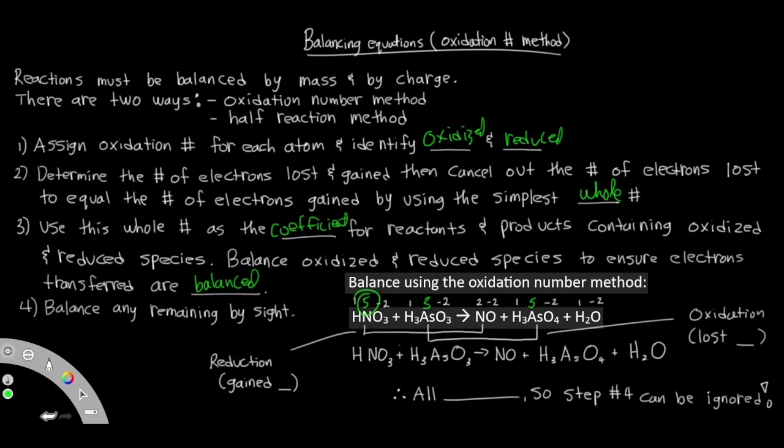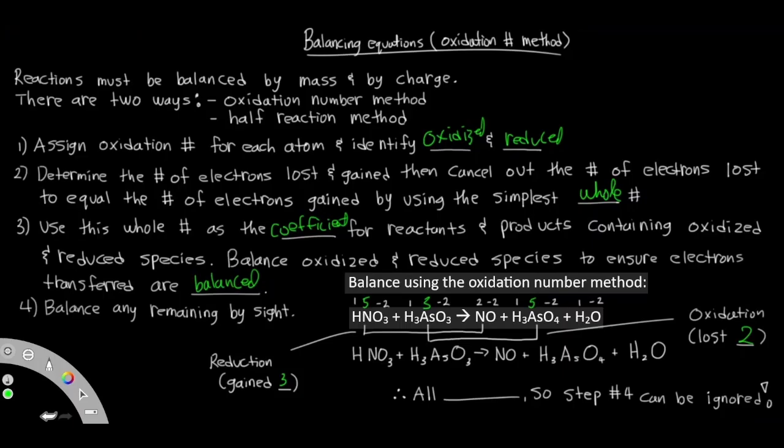So this one was a 5, and then it became a 2. So it got reduced, it gained electrons. How many did it gain? Well, what's the difference between the 5 and the 2? Obviously a 3, so it gained 3 electrons. How about this oxidation? 3 and then 5, so it increased. So it lost electrons because it increased in oxidation number. What's the difference between the 3 and the 5? Obviously a 2, so it lost 2 electrons.